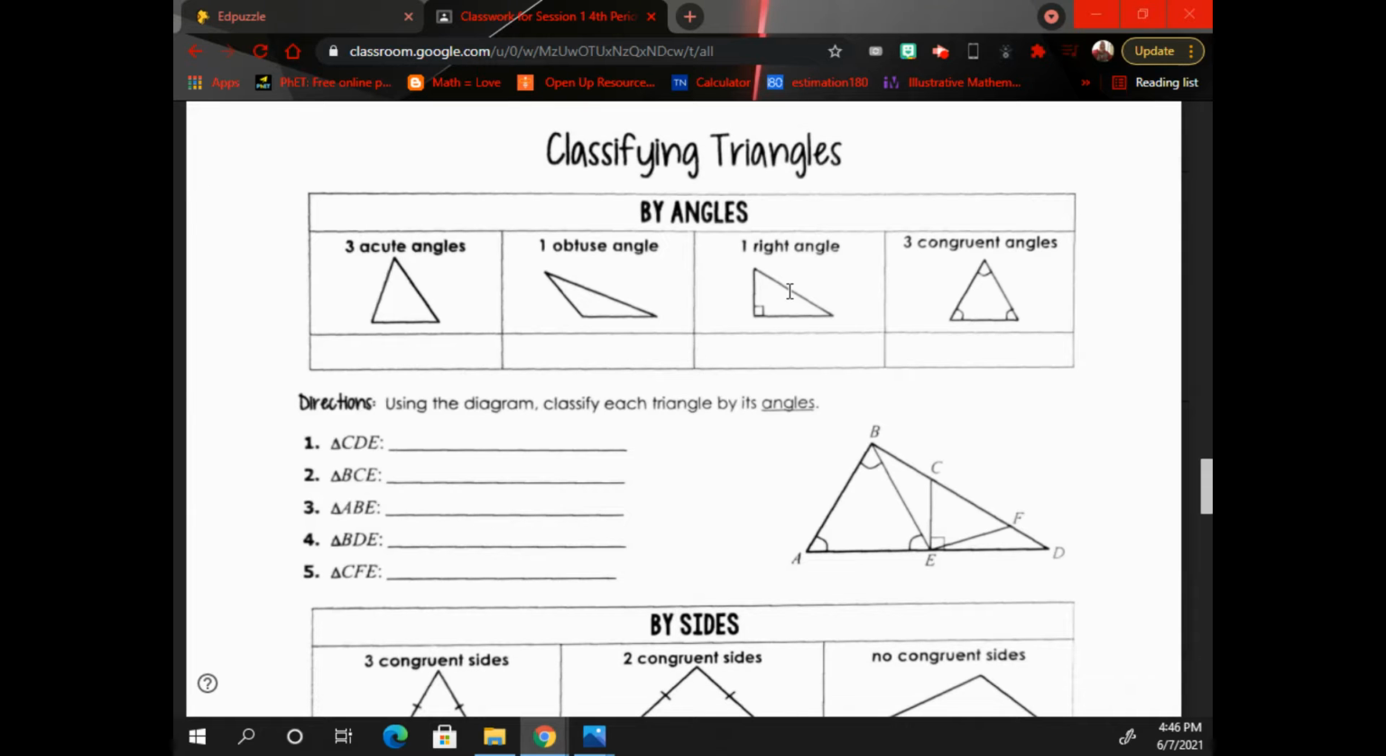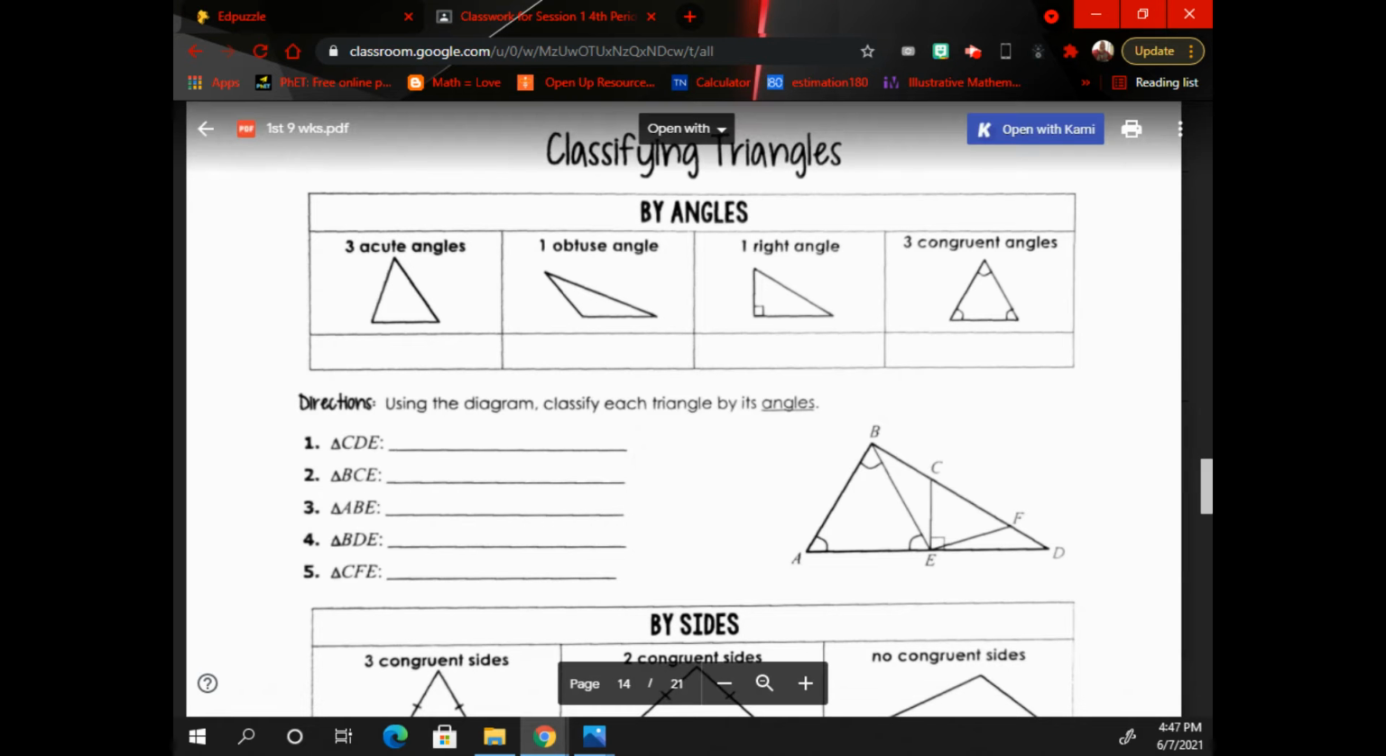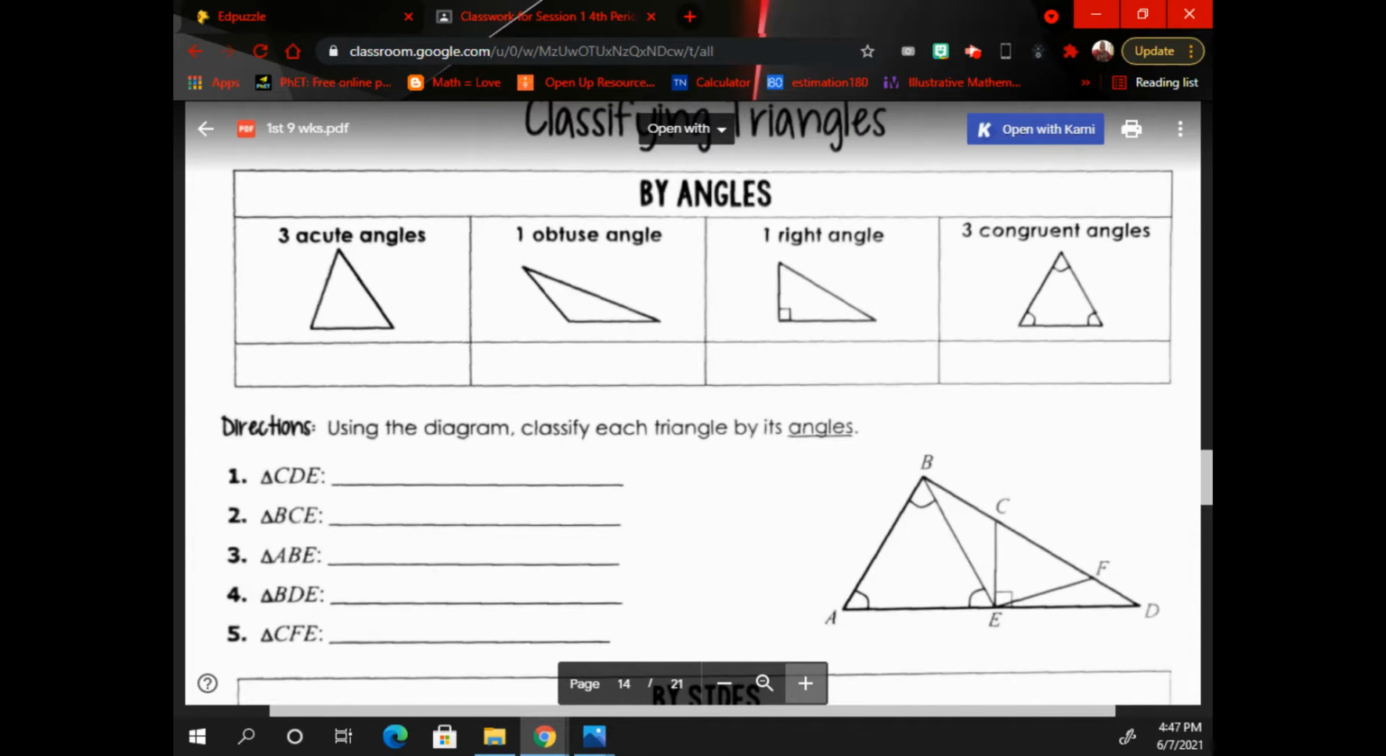All right, young people. So today or tonight, as you view your Edpuzzle, perhaps it's the morning, we are going to talk about classifying triangles. We're going to do it by their angles and by their side lengths. And then we're going to do it by both, right? Okay, so here we go. Classifying triangles by their angles.